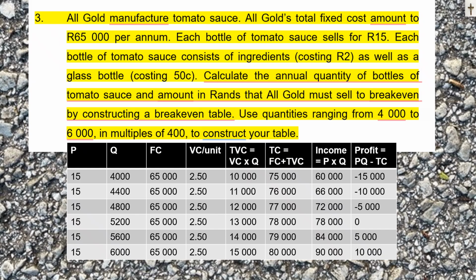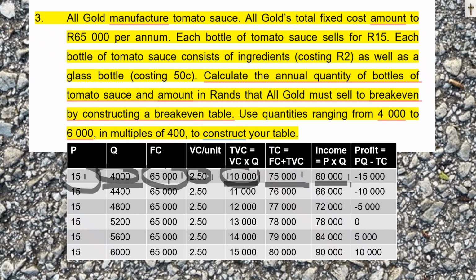And this is the completed table. So we've got price, quantity, fixed cost, variable cost, total variable cost was variable cost times quantity, in this case is equal to 10,000. Total cost is equal to fixed cost plus total variable cost, so 65,000 plus 10,000 is equal to 70,000. The income is price times quantity of 4,000 is equal to 60,000.